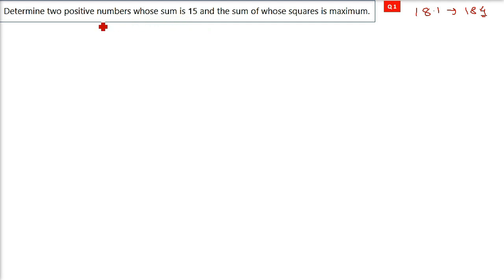Now this first line is determine two positive numbers. So the numbers have to be positive. It's not saying what kind of numbers, just two positive numbers. And sum is 15. If you take x as one number, the other as y, the sum should be 15. x is greater than 0, y is greater than 0, that I already explained.